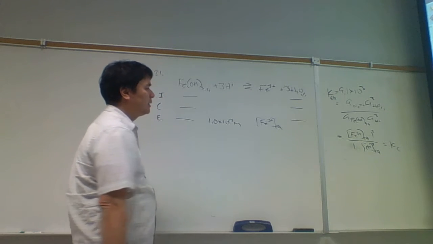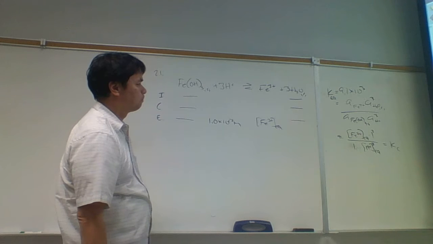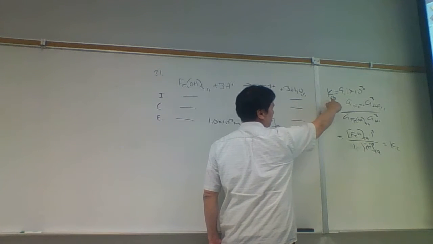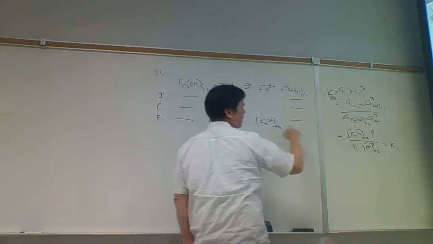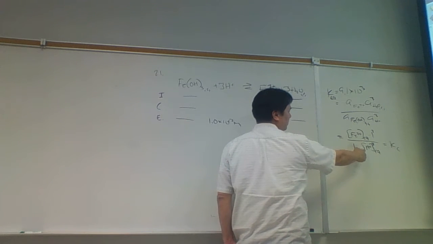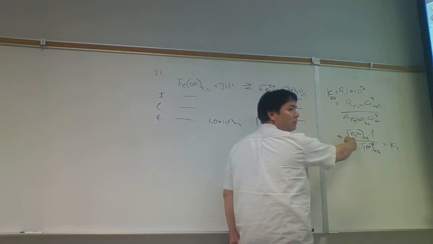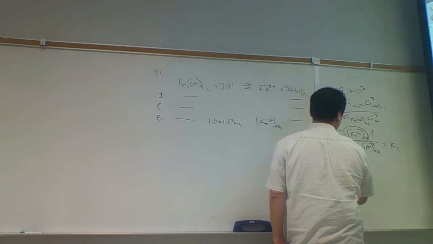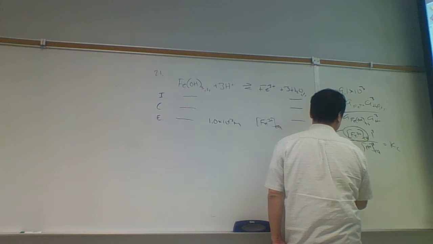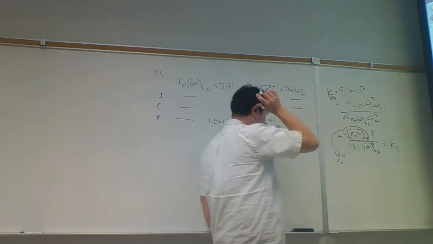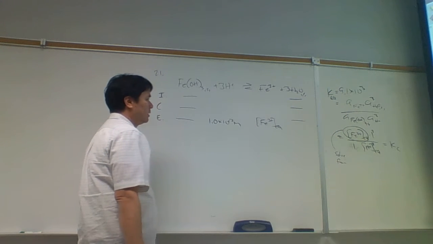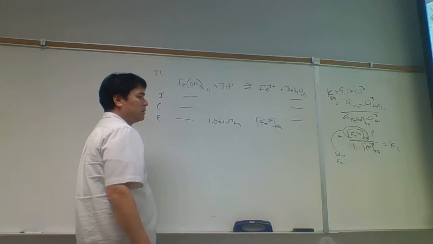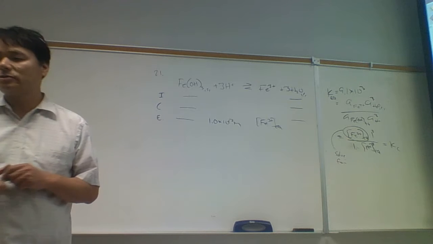And so when we look at this, we know what K is. We know what the H+ concentration is at equilibrium. The only unknown we have is the iron 3+. And so we just solve for iron 3+, and then we're done. So this is just a Chem 1B style stoichiometry problem.